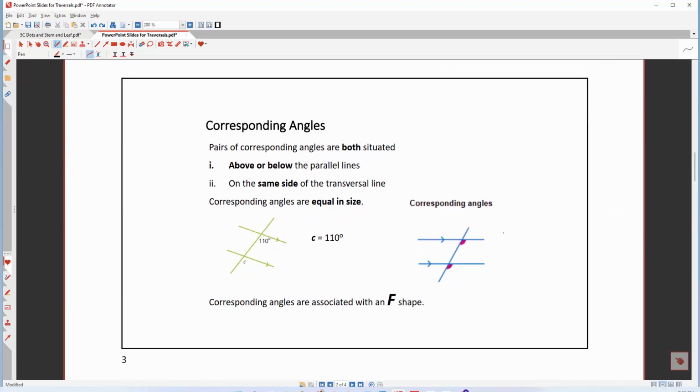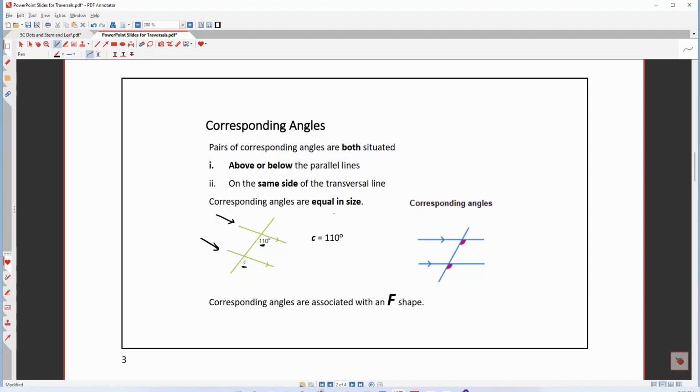Here's the first new one, and we call this relationship corresponding angles. Pairs of corresponding angles are both situated above or below the parallel line on the same side of the traversal line. Here are the parallel lines, and here's the traversal. The angles appear on the same side of the traversal, so here they're on the right hand side, and they're either above or below the parallel line. We can see that it's below the parallel line.